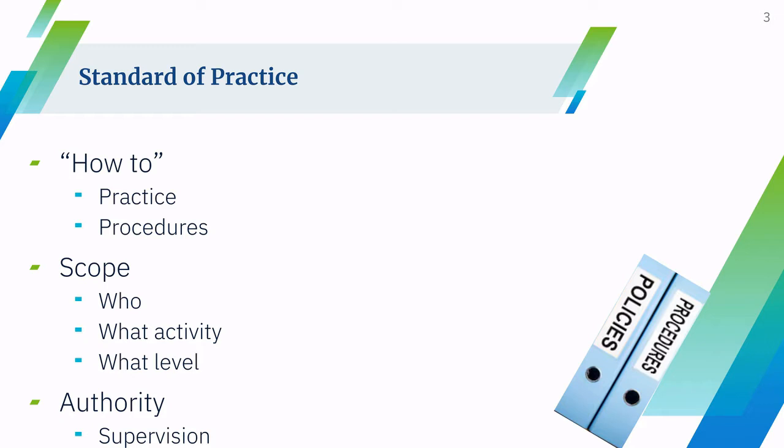Standards of practice are the how-to of the discipline or clinical specialty. They include clinical policy statements, standards of practice, standard operating procedures, clinical practice protocols, and clinical procedures. Policy statements clarify scope and authority related to a specific activity by defining who can do what activity, with what level of supervision, and when.